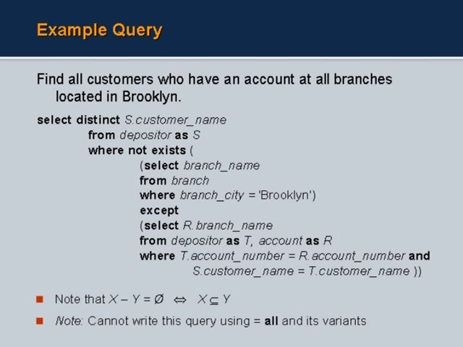So how do you ensure this, that they have an account at all branches in Brooklyn? The for all, you know, conceptual notion like this, in some cases, you can't say quite equal to all and so on. So that previous construct, less than all, greater than all, doesn't work here. But you can represent it as follows.